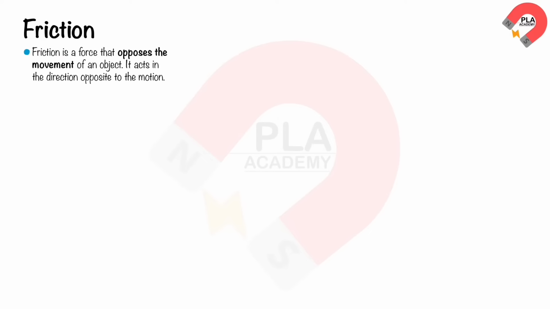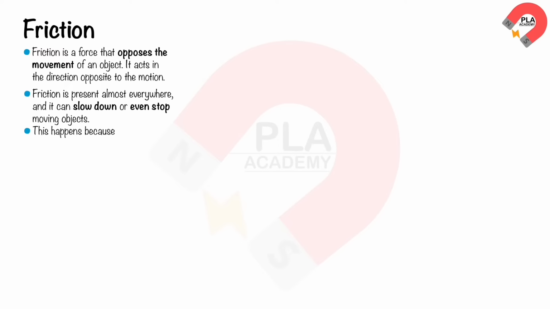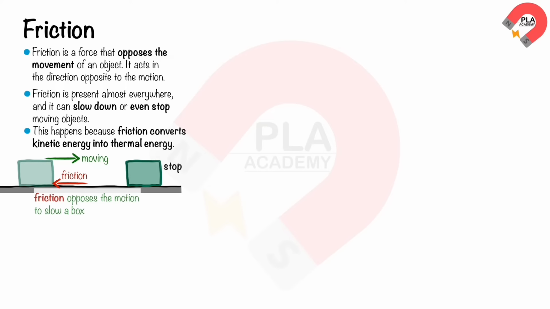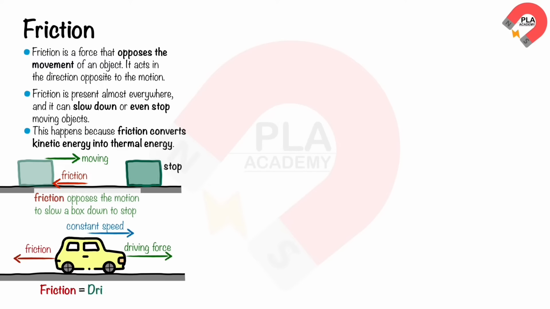Friction. Friction is a force that opposes the movement of an object. It acts in the direction opposite to the motion. Friction is present almost everywhere, and it can slow down, or even stop moving objects. This happens because friction converts kinetic energy into thermal energy. If there's no force propelling an object forward, friction will eventually slow it down to a complete stop. This is true on Earth, but in a frictionless environment like outer space, objects can continue moving indefinitely. To maintain a constant speed, an object needs a continuous driving force to overcome friction.